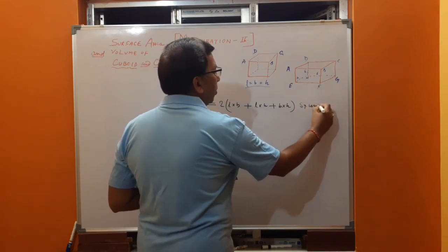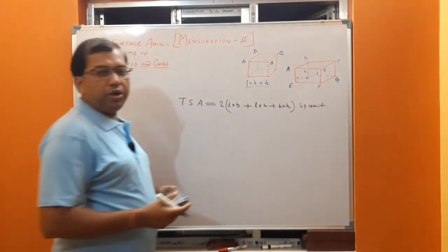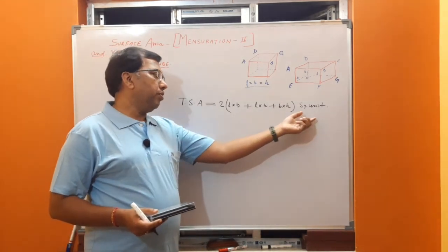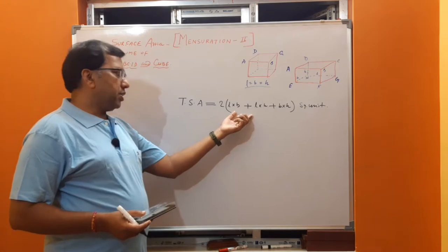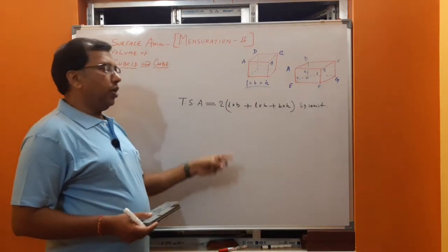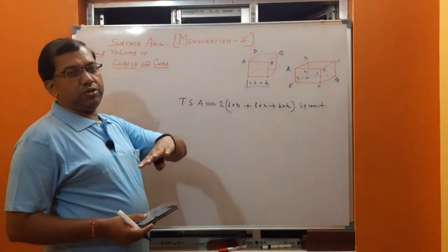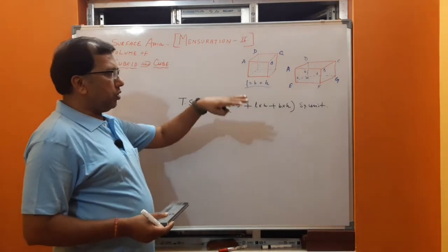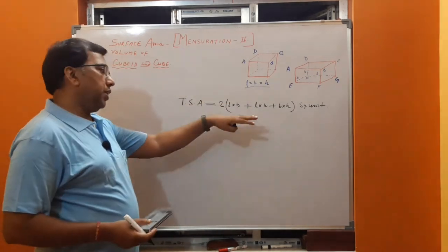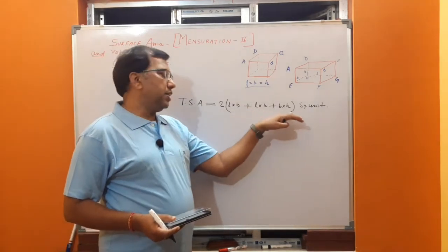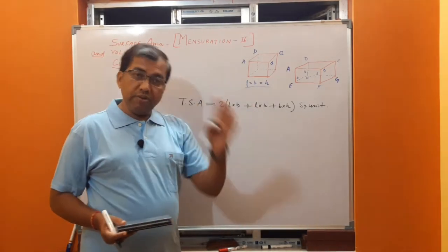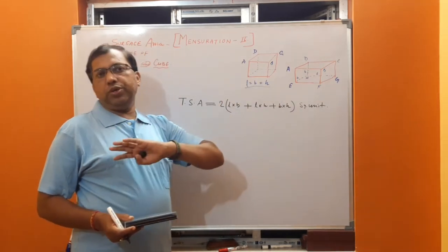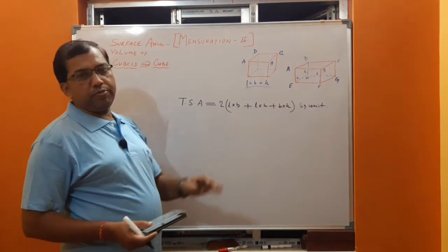Square unit. Whatever the unit is, centimeter or meter or millimeter, the dimensions length, breadth and height have to be converted into the same unit. Always remember that the unit will be the same. Suppose length is given in meter, breadth in millimeter, or in centimeter. You have to convert all of these into the same unit. Then find out the total surface area.